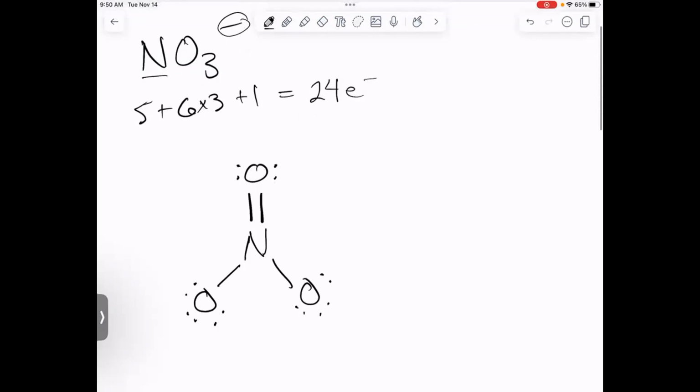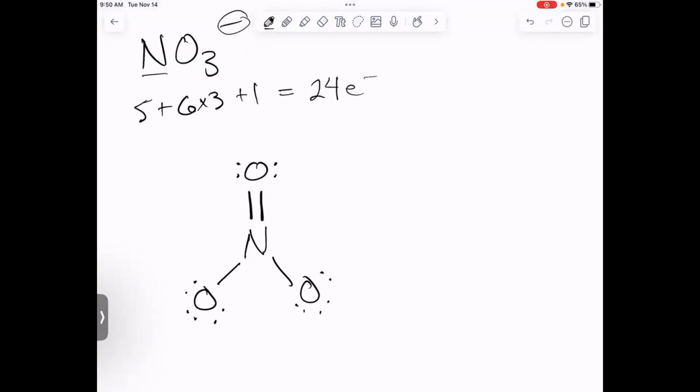Now I have an octet for that nitrogen. But really what I have in this molecule, since I could have put that double bond to either of the other oxygens as well, is what resonance is. Resonance is when you have equal options of where to put a multiple bond, and there's no difference in terms of which is better.